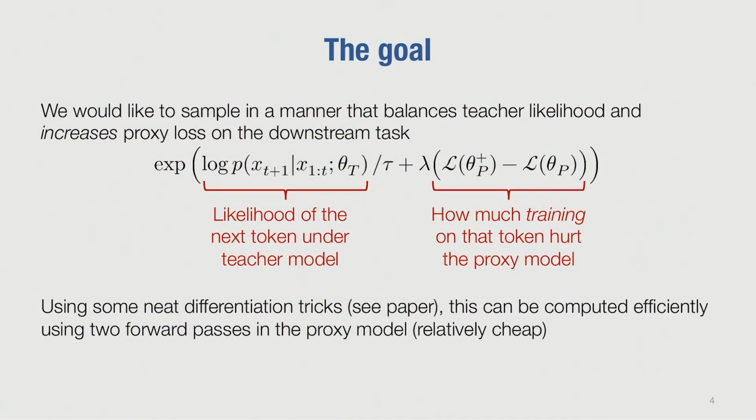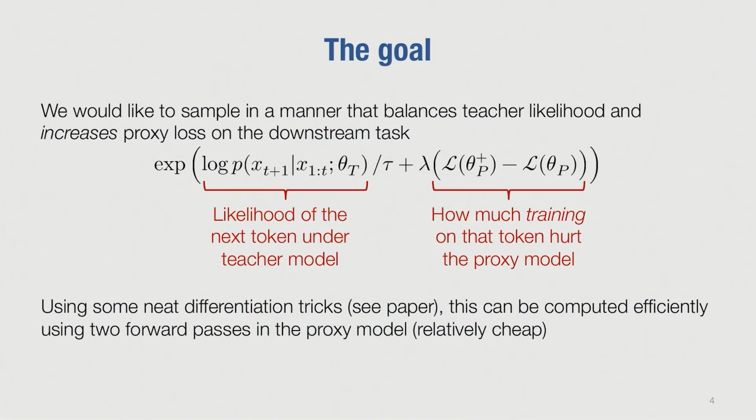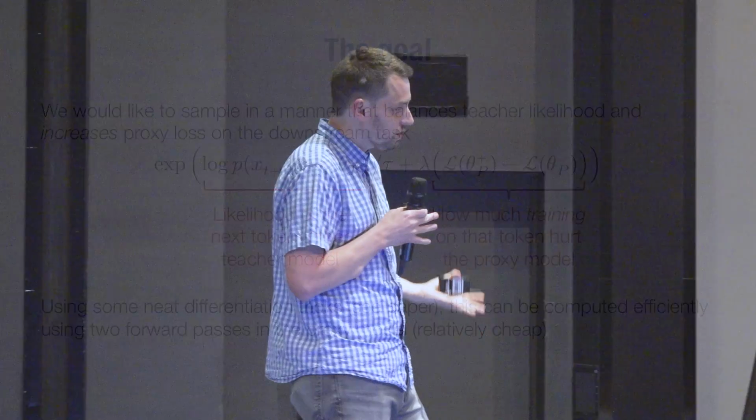Going back to the notation here, theta plus p is the updated proxy model. We want the loss of the updated model to be larger than the loss of the original model, right? You try to minimize the loss normally, so here we want the loss to be larger. And so we want this difference to be positive. Therefore, we're going to sample tokens that tend to favor increases in loss for the proxy model.